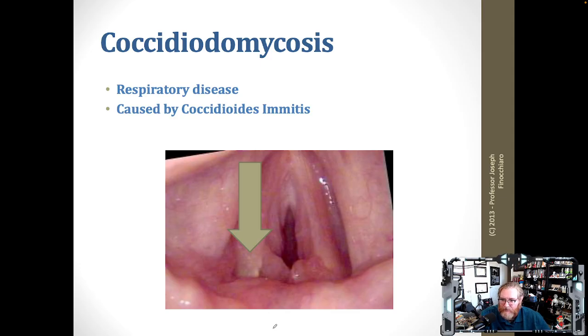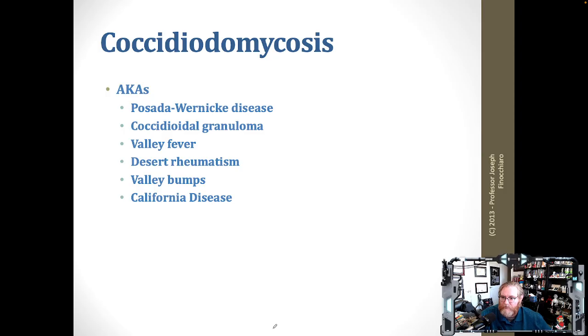First up, we have coccidioidomycosis, which is a respiratory disease caused by Coccidioides immitis. It is also known as Posadas-Wernicke disease, coccidioidal granuloma, valley fever, desert rheumatism, valley bumps, and California disease, because why can't anything ever be easy?